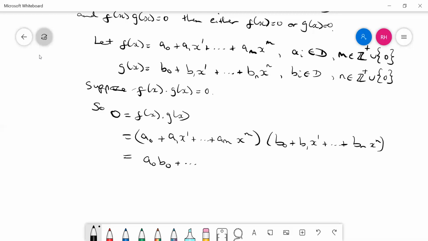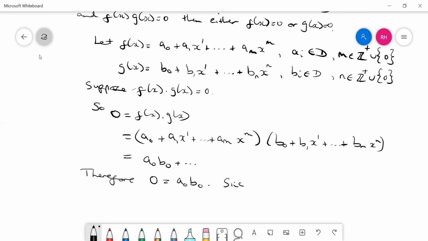So this is a polynomial. This here is the only constant coefficient. In other words, there's no x power here. Everything else will have an x power. So if 0 equals all of this, it must be that, therefore, 0 must equal a0 b0.